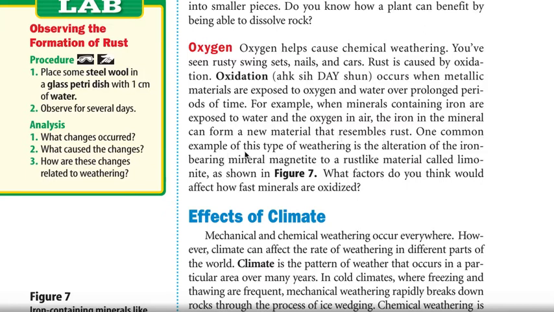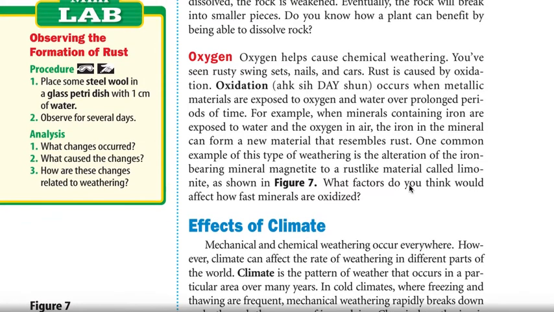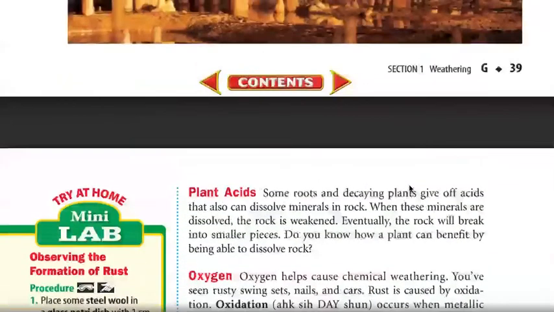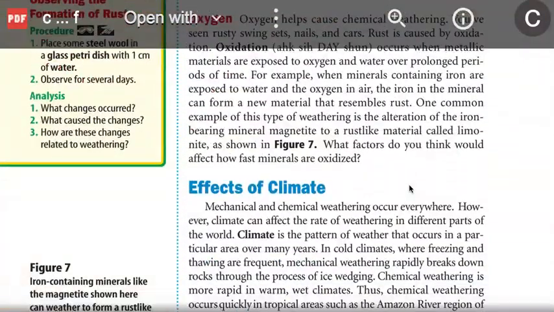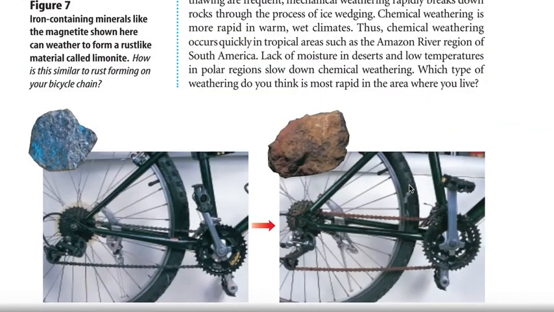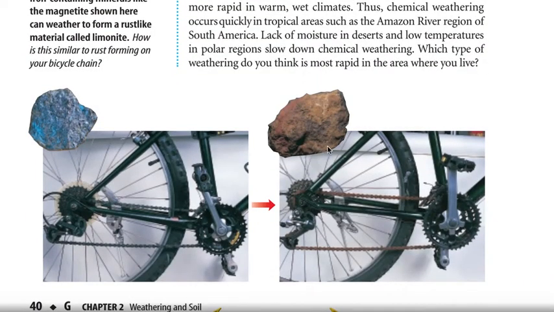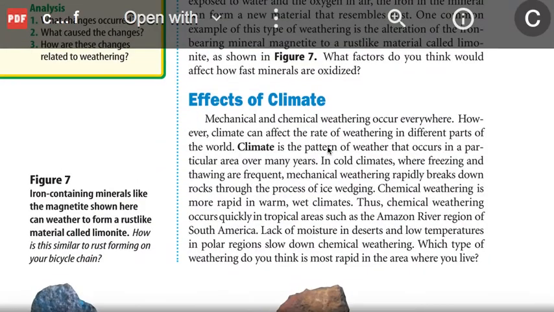One common example of this type of weathering is the alteration of the iron-bearing mineral magnetite to a rust-like material called limonite, as shown in Figure 7. What factors do you think would affect how fast minerals are oxidized? Let's look for Figure 7. Figure 7. Looking at the change with the oxidation.